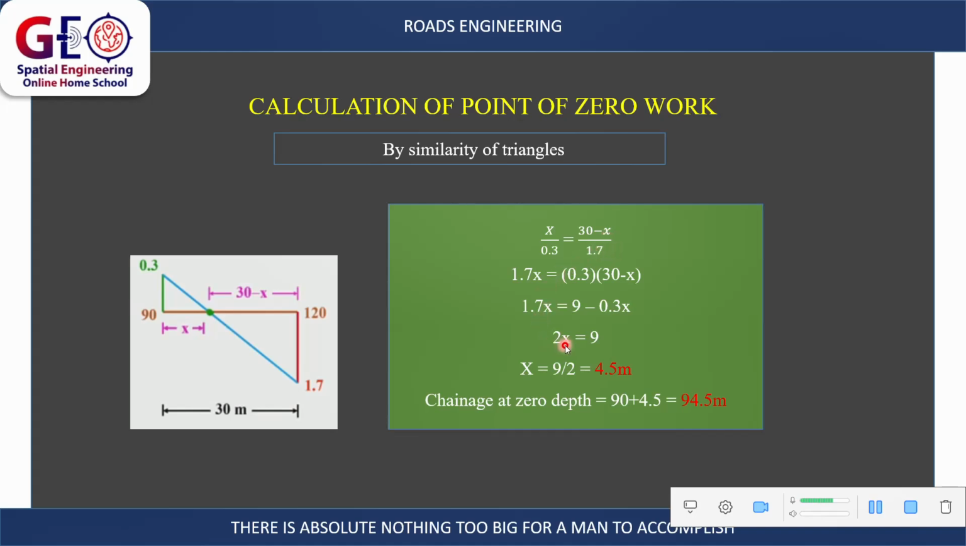If we use this formula, we are going to come out with the distance from chainage 90 to the point of zero work. And the reverse, we can now calculate the distance from the point of zero work to chainage 120 meter.